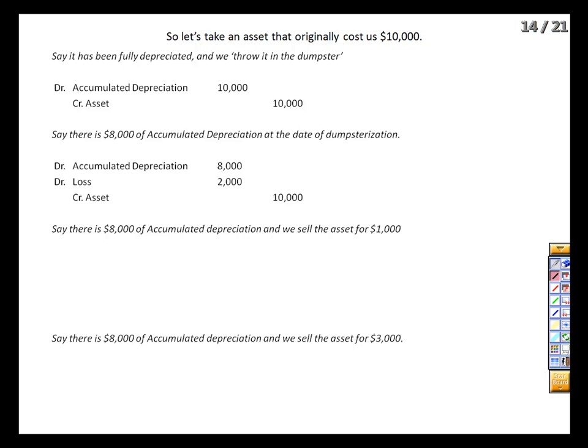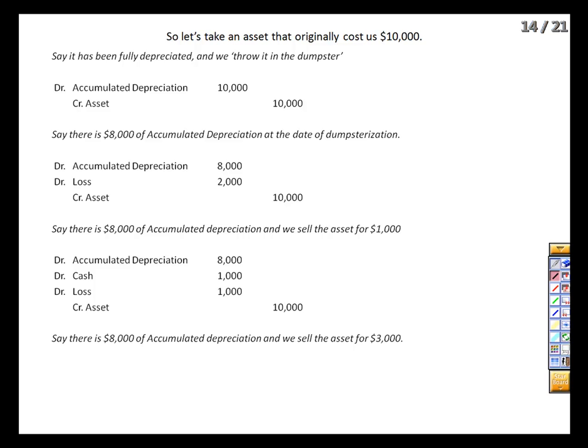We're in the same place as before with the $8,000 in accumulated depreciation, but now we're going to sell the asset for cash. We credit the asset, we debit the accumulated depreciation, and we recognize the fact that we received $1,000 in cash. Our journal entry still doesn't balance, but at least we're a little closer. Our loss is only for $1,000.